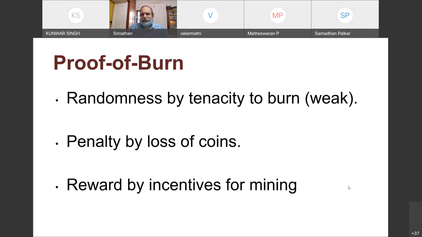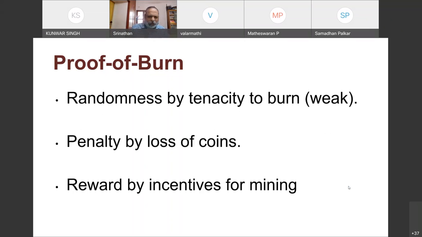In that case, you get randomness because different people will have different tendency to burn, and therefore who is going to burn more depends on the whims and fancies of the people at that time. However, notice that the person who burns the most is the person who is chosen, and therefore there is penalty by loss of coins directly. So here penalty is the highest. You directly work with penalty. So in proof of burn, penalty is the main thing, and the rest follows. In proof of work, you find that energy penalty is the main thing, but also the randomness is the main thing, and it also works.